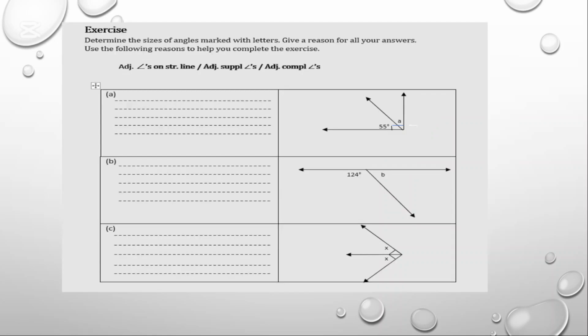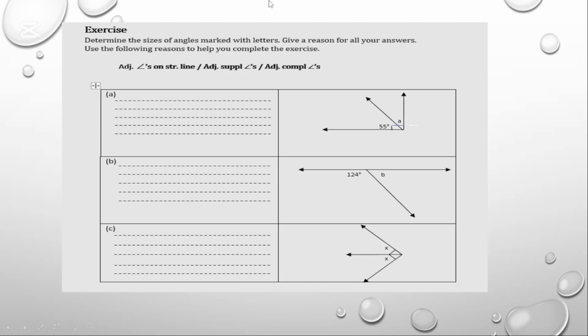Here we have an exercise. I want you to do this on your own, but I'll give you a few clues. So they say here, determine the sizes of angles marked with letters. Give a reason for all your answers. And you can use the following reasons to help you complete the exercise. Adjacent angles on a straight line or adjacent supplementary angles, they are more or less the same. Or you can use adjacent complementary angles. And we have the answers on the last slide.